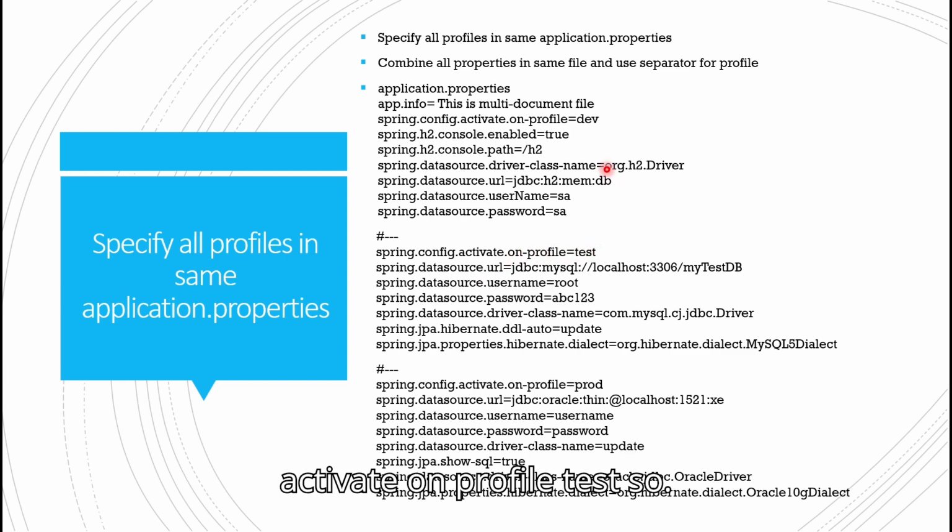We can see this property, spring.config.activate.on-profile test. With this property, we can pass it from the beans class so that we can activate that profile. We'll see it in the example.